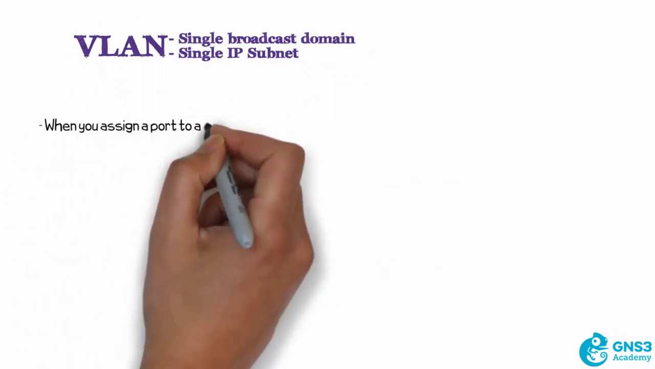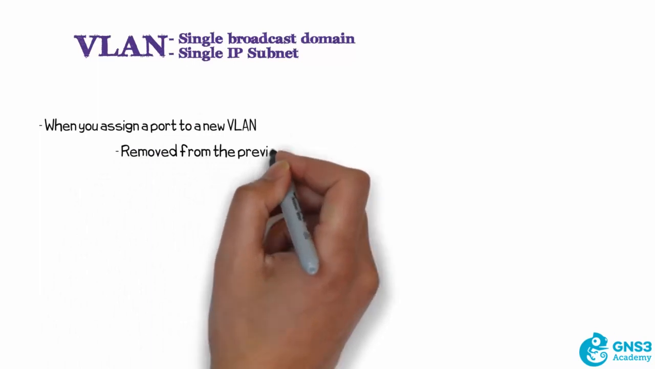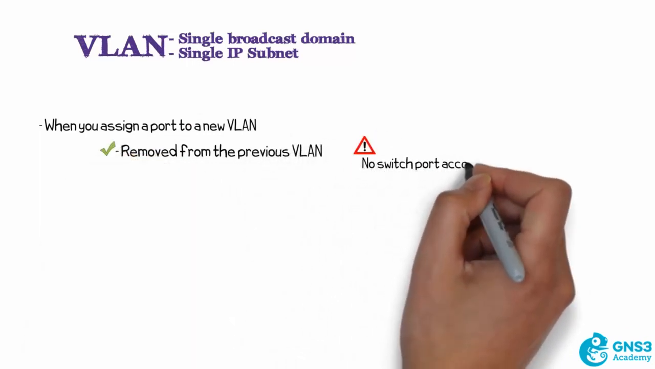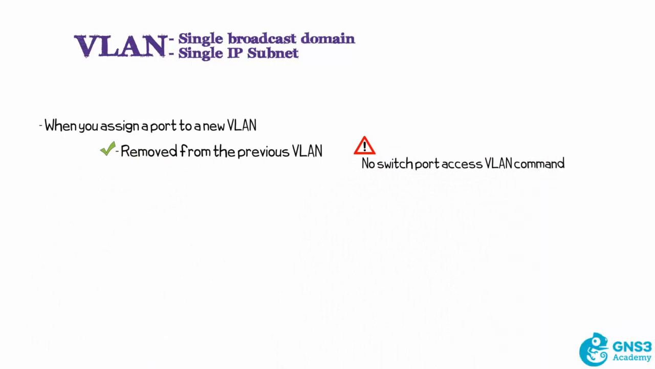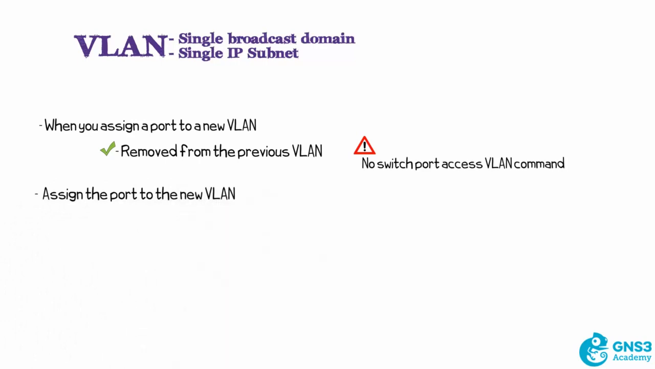When you assign a port to a new VLAN, that port is automatically removed from the previous VLAN. You don't have to use the no switchport access vlan command to remove the port from the VLAN. You simply assign the port to the new VLAN and it's automatically removed from the previous VLAN.